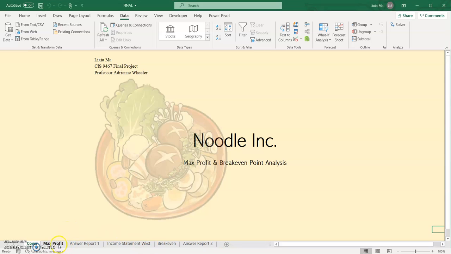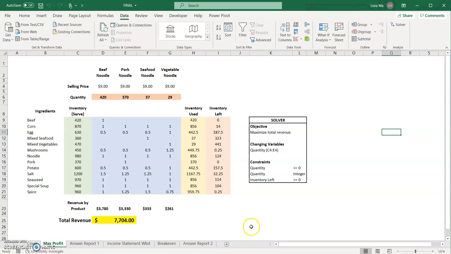So let's begin. In this example, the store sells 4 different types of noodles: beef, pork, seafood, and vegetable, all at a price of $9. Imagine we have this amount of inventory left, colored in green, and the cells colored in purple are the recipes for making the noodles. We want to find out the maximum revenue the store could get by using as much of the inventory left.